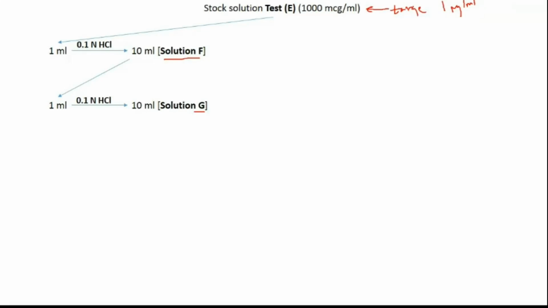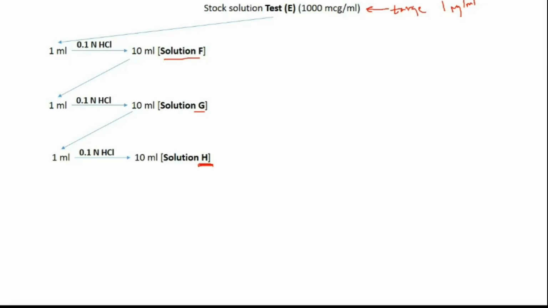Ten microgram per ml. Okay, Muhammad is very quick in answering. Okay, very good. Now, अभी 10 माइक्रोग्राम पर ml तो मिल गया, अभी और 10 ml का डाइल्यूशन करना है. So we will take 1 ml, dilute with 0.1 normal HCl to 10 ml. So you will get solution H. We got our 1 microgram per ml solution in acidic medium for test.